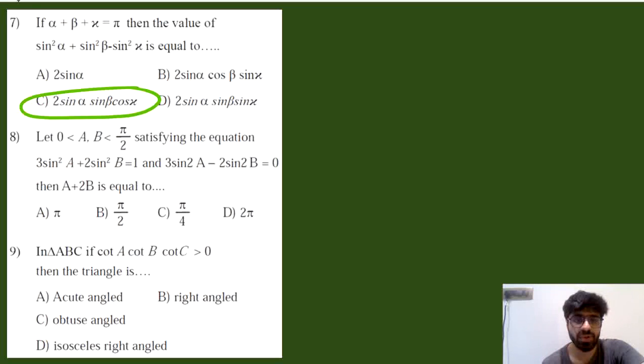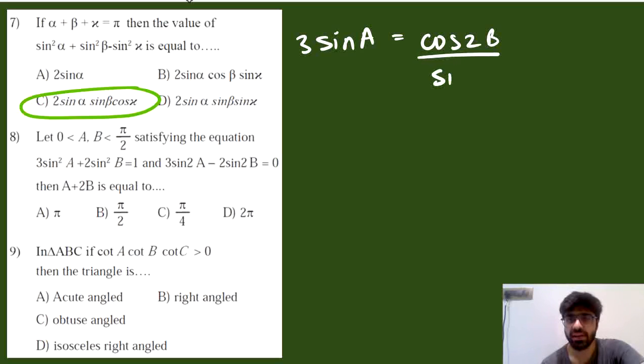So in the first expression, let's take that 2 sin square B on the right. So we have 3 sin square A is 1 minus 2 sin square B, but 1 minus 2 sin square B is like cos 2B. Take 1 sin A on the right. So we have 3 sin A as cos 2B upon sin A. And let's mark it as 1.